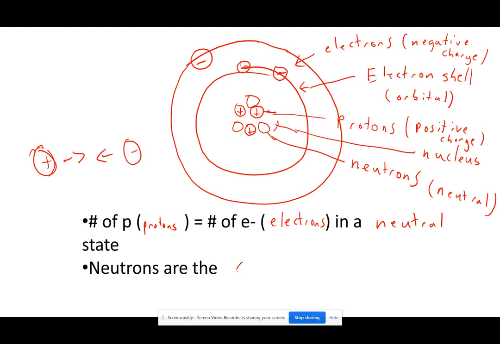Neutrons are the glue. They hold the nucleus together. And the more neutrons that I have, usually they act as stronger glue, although sometimes, as you're going to see, there is a limit to the amount of neutrons that we can have. They act as the glue. They add bulk to the nucleus, and they help stabilize it.